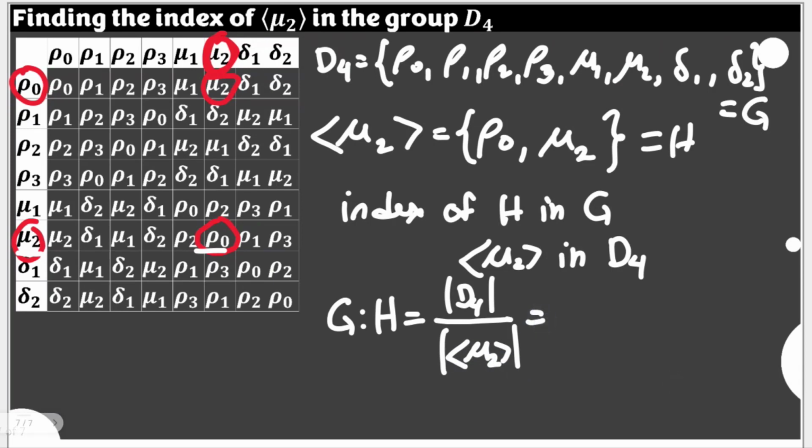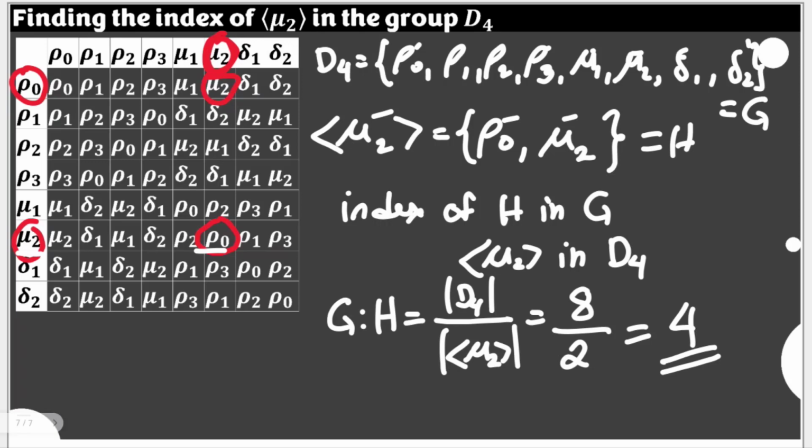So for the order of D sub 4, that means the number of permutations that can be found on D sub 4: 1, 2, 3, 4, 5, 6, 7, and 8. So you have 8 here over, for our subgroup generated by mu sub 2, we have 2 elements, row sub 0 and mu sub 2, so 2. In short, the index of H in G, or more specifically, the index of the subgroup generated by mu sub 2 in D sub 4 is equal to 4. This is what this video is looking for.